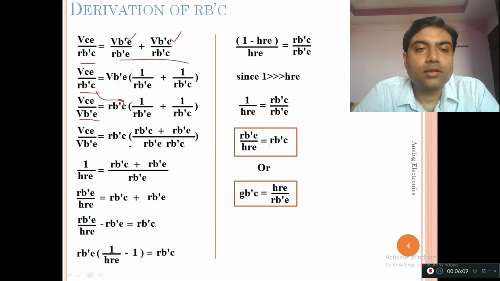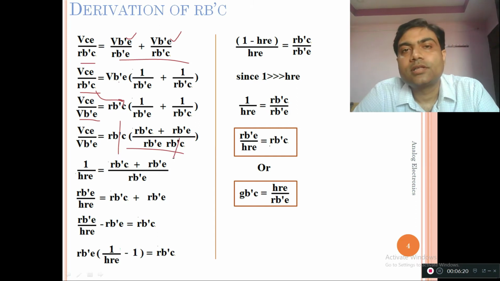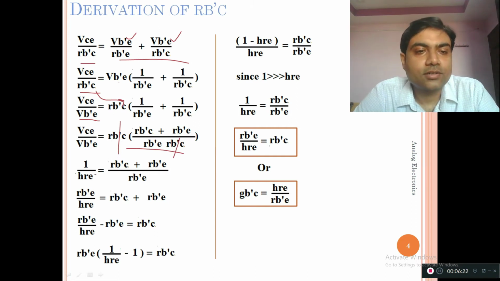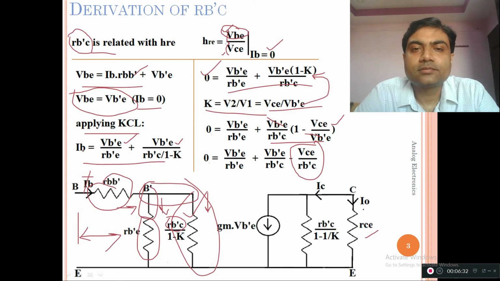It is an easy one, and you can just calculate these values. RB'C gets cancelled out here. Just the LCM and the cancellation, the common mathematical things. VCE upon VB'E gives me the value of 1 upon HRE. Now what is HRE? HRE is VB upon VC. And what is K? K is VC upon VB.